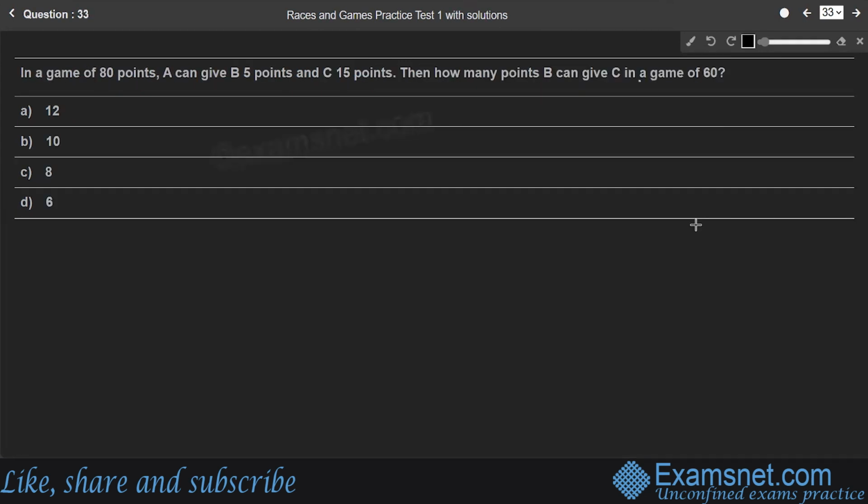Question number 33. In a game of 80 points, A can give B 5 points and C 15 points. Then how many points can B give C in a game of 60?